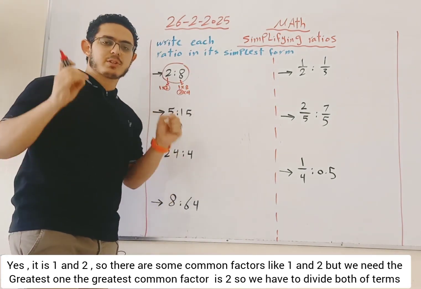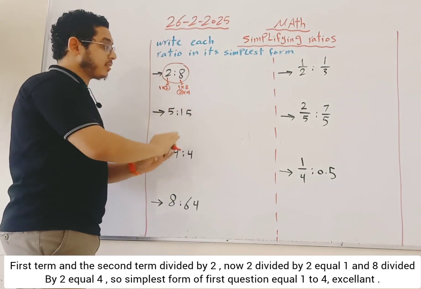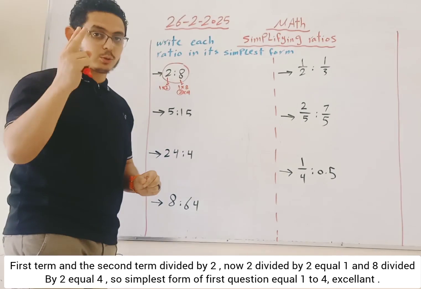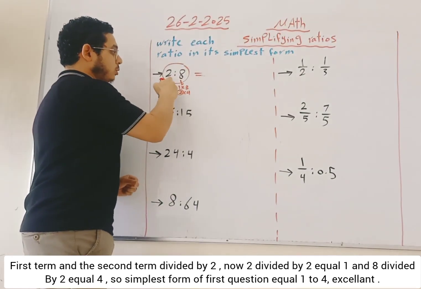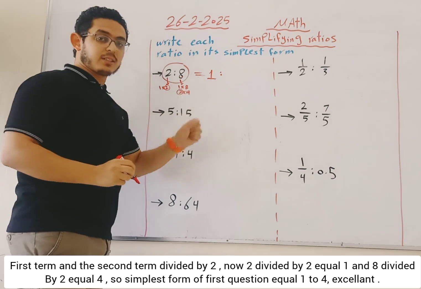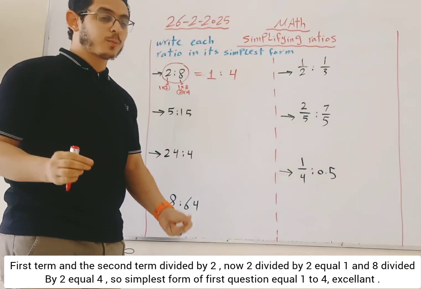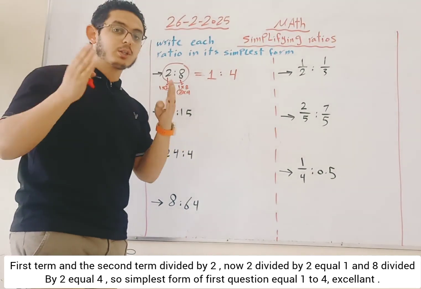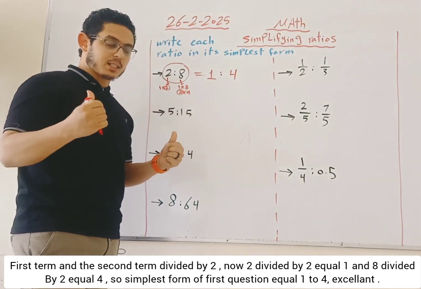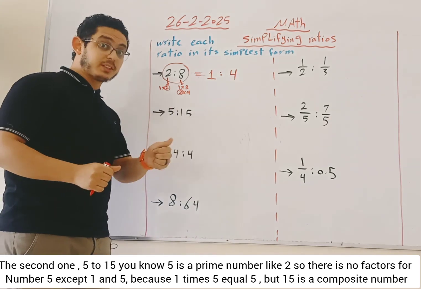So we have to divide both of the terms, the first term and the second term, by 2. Now 2 divided by 2 equals 1 and 8 divided by 2 equals 4. So the simplest form of this ratio equals 1 to 4. Excellent. The second one, 5 to 15.